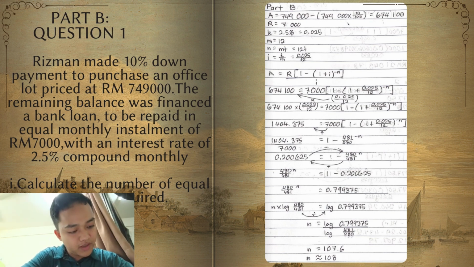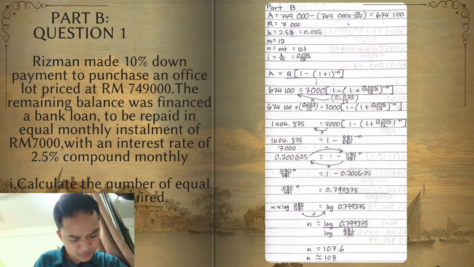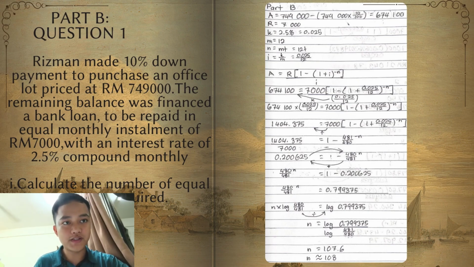I move 0.200625 to the right, and I move negative 418 over 481 to the power n on the right. And I solve for the power n. On the right, I solve and I get 0.799375. Then I put log. On the left, I move log 418 over 481 to the right, and I solve. The final answer is 108, because the number of equal payments has no decimal points.